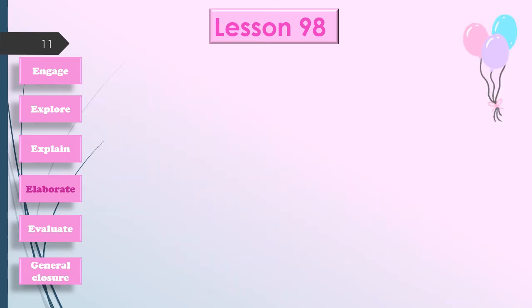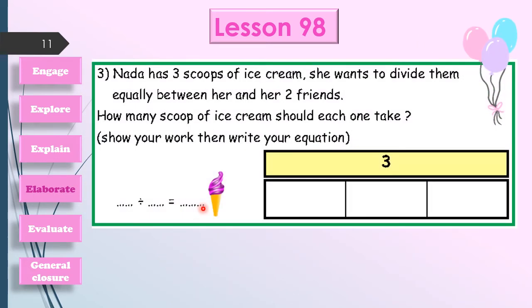Okay, let's go to another exercise. First of all, read it in your own self, then solve it with me. Nada has 3 scoops of ice cream. 3 scoops. Then the whole number will be 3. She wants to divide them equally between here and here, 2 friends. It will be how many?